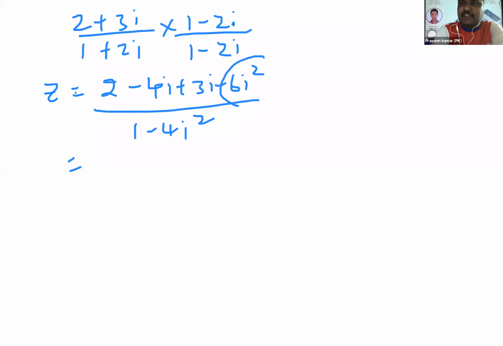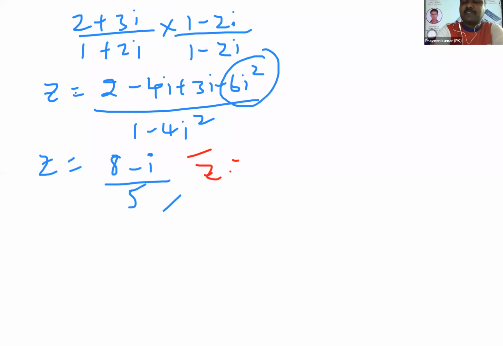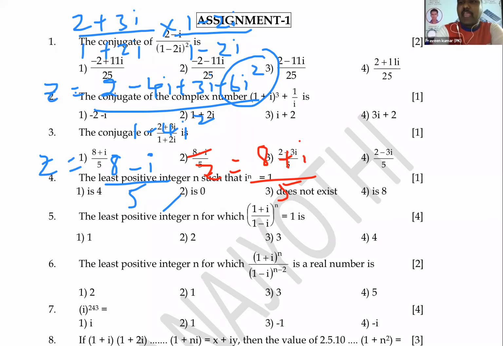6i square is nothing but plus 6. 2 plus 6 is 8, 8 minus i, by the denominator 5. This is z. We want z bar, so z bar means the conjugate. Conjugate means changing the sign of the complex part, so plus i by 5. Which option? 8 plus i by 5, the first option.